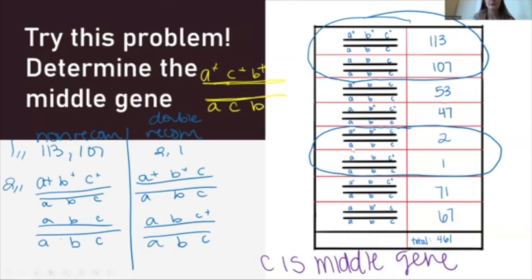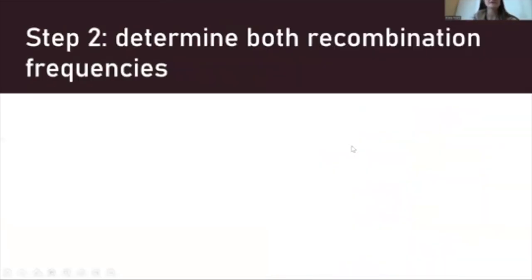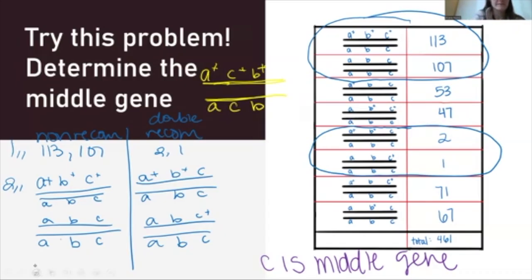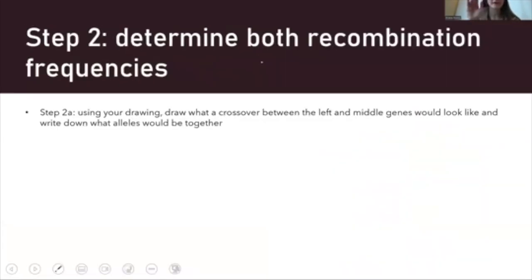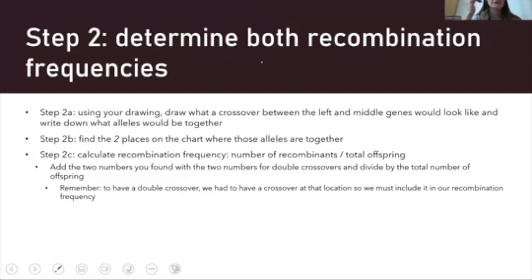So now let's go ahead and go on to step 2. Step 2 is determining both recombination frequencies. And what I mean by that is the recombination frequency between A and C, and then finding it between C and B. So first, using the drawing that we just made together, that yellow thing, you're going to draw what a crossover between the left and middle genes would look like, and then write down what alleles would show up together. And then you're going to go to your chart and find the 2 places that those alleles are together. And then you're going to determine the recombination frequency, which is the number of recombinants divided by the total offspring.